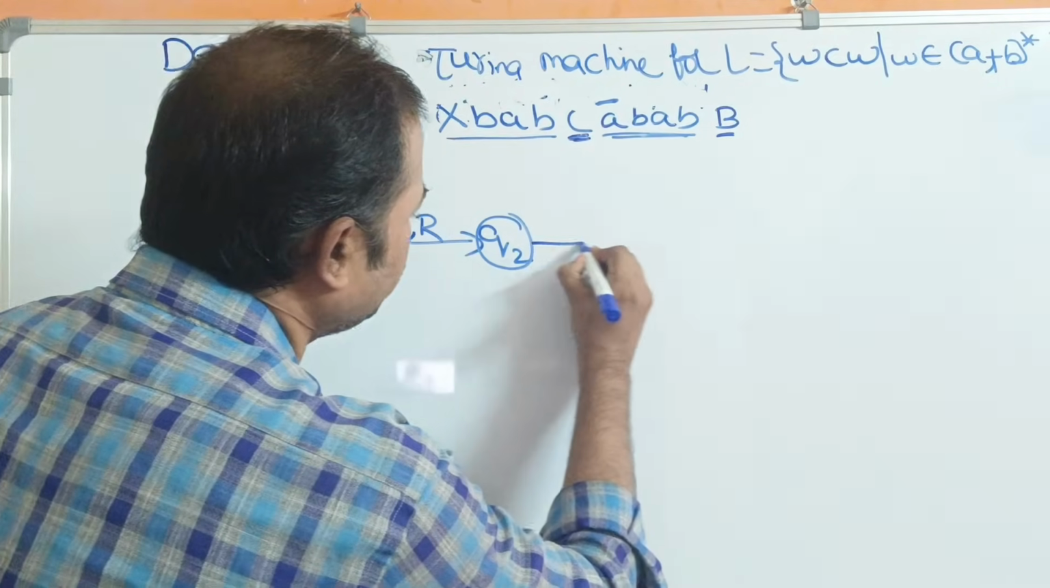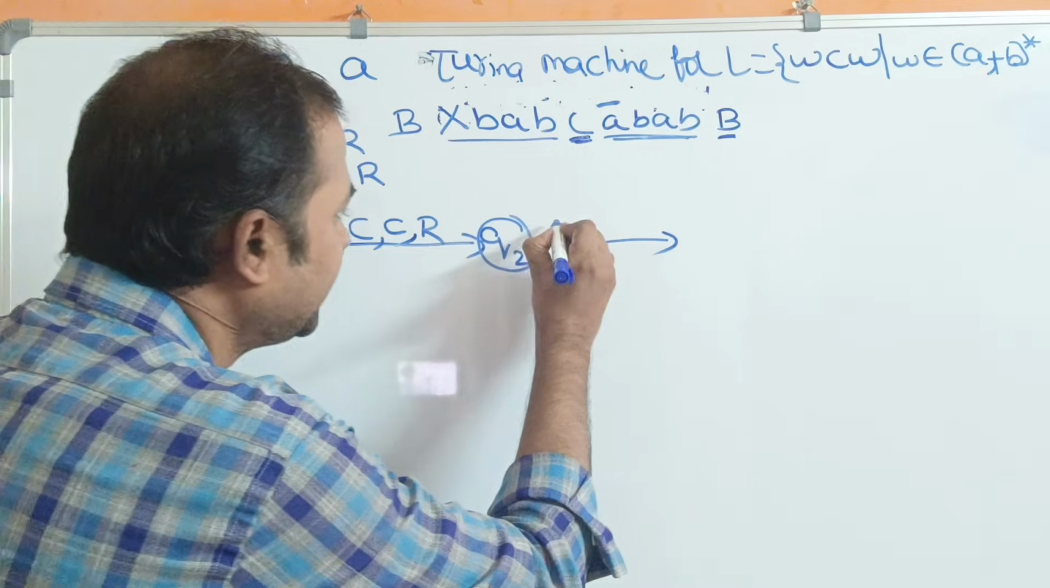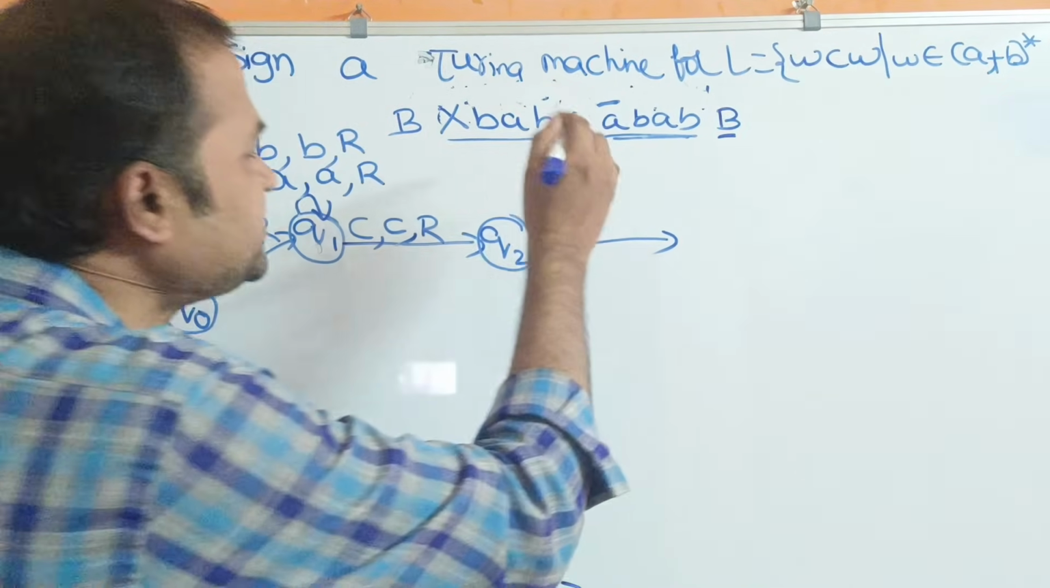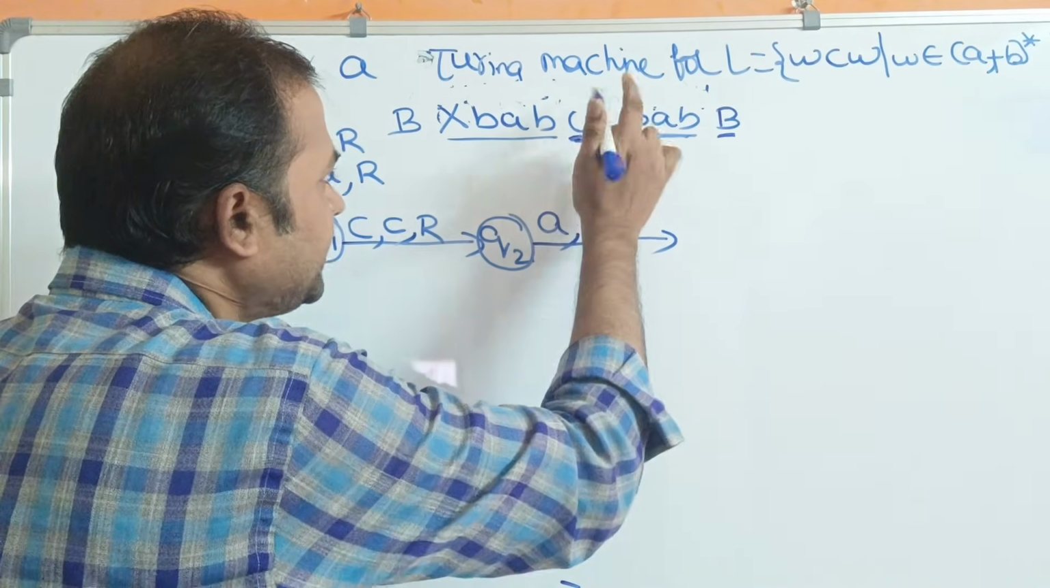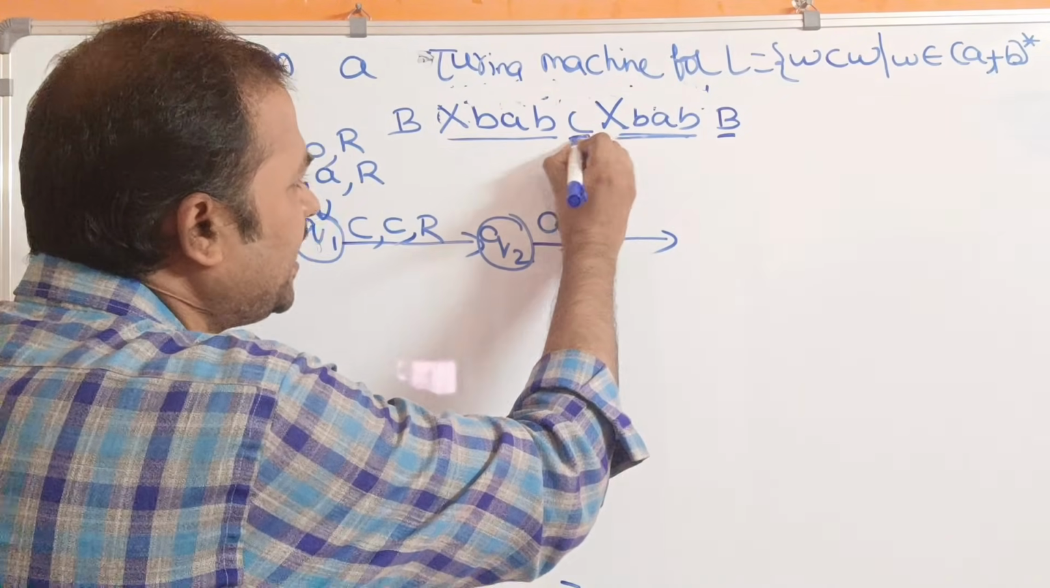So on Q2, if we read A, then replace A by X and move the head towards the left.